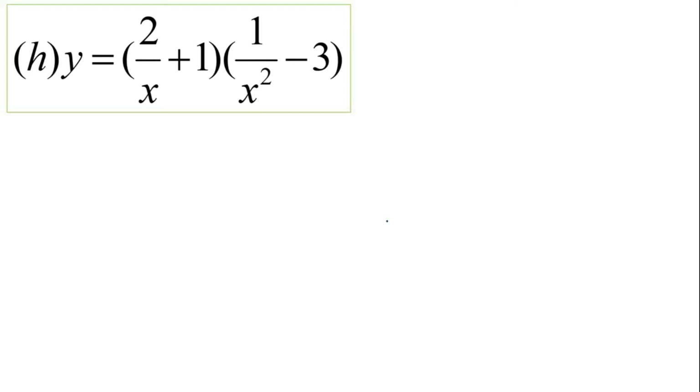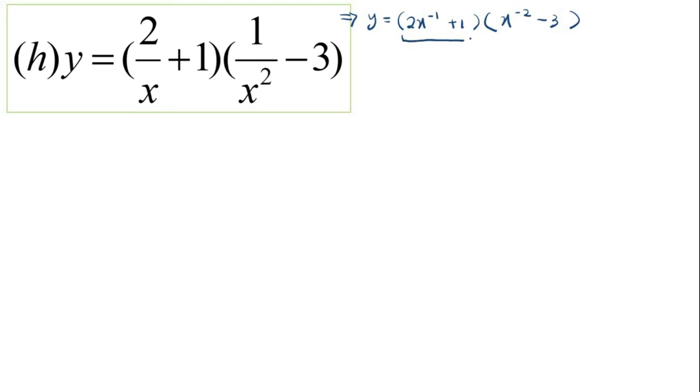Proceed next. For question H, we have y equal to 2 over x plus 1 times 1 over x squared minus 3. Even though we have a fraction here, it's still a multiplication of two different functions, so we still have to use the product rule. To avoid any confusion, I just rewrite our question in power form. So this is basically y equal to 2x to the power of negative 1 plus 1 times x to the power of negative 2 minus 3.